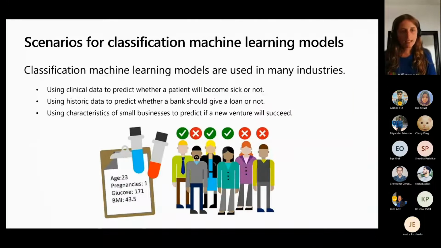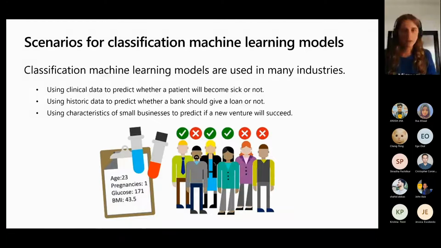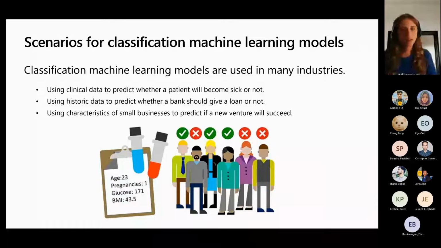But let's see some examples of scenarios for classification machine learning models. So we already mentioned an example of a solution in which we would need a classifier. But let's explore other scenarios for classification in other industries. For example, you can use a classification model for a health clinic scenario and use clinical data to predict whether a patient will become sick or not.